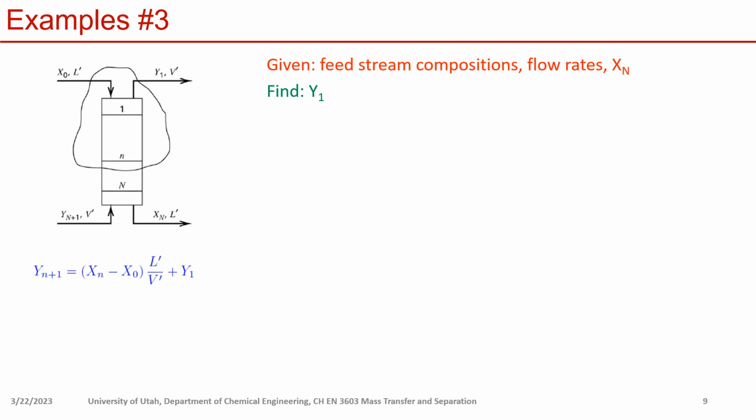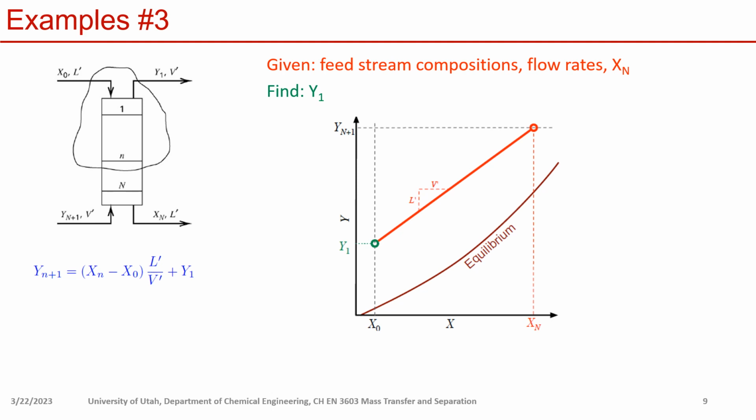This is another example in which we know the feed stream compositions, flow rates, and xn. How do we find y1? Similarly, from the feed stream composition, you find the coordinate of this point, and from the flow rates, you find the slope, right? Then x0 is given, which is one of the feed stream compositions, so you can draw a vertical line here. This operating line will cross the vertical line at one point, and the y coordinate of this point gives you y1, the composition of the exiting gas stream.